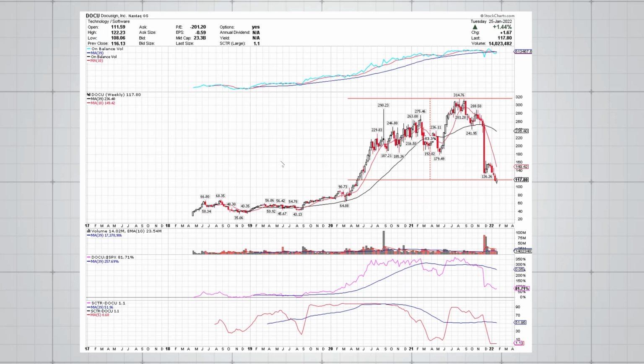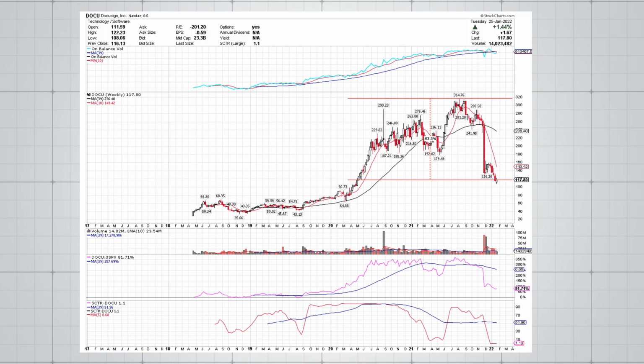Here's another one, Docusign. Big trouble there. We see down from a high of 314.76 all the way to 117.80. That is another drop of over 60% in really the last 2 quarters for that stock.